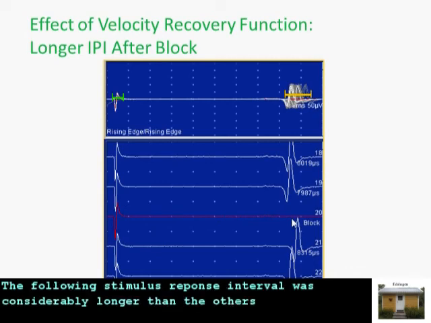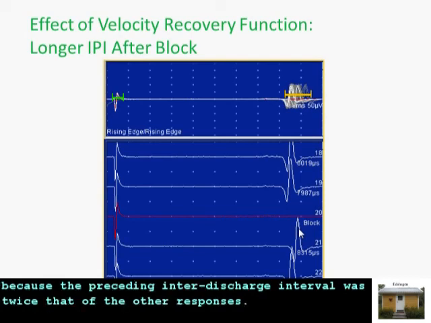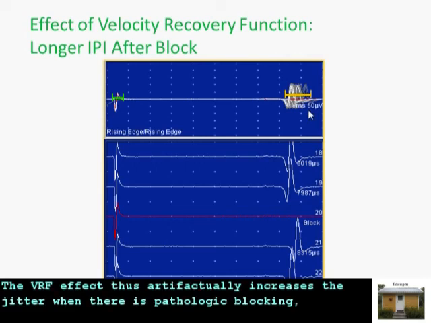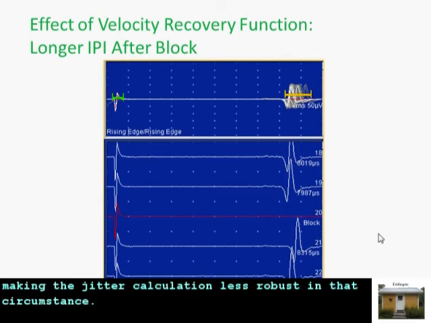The following stimulus response interval was considerably longer than the others because the preceding interdischarge interval was twice that of the other responses. The longer interval that followed the block can be seen well in the top trace. The VRF effect thus artifactually increases the jitter when there's pathologic blocking, making the jitter calculation less robust in that circumstance.